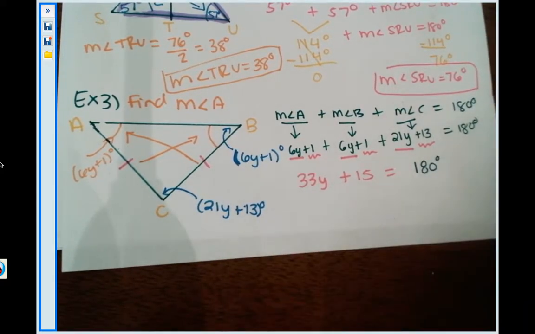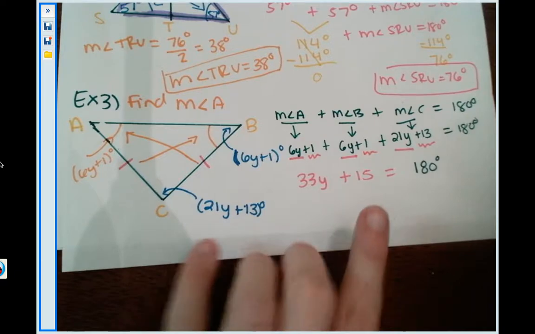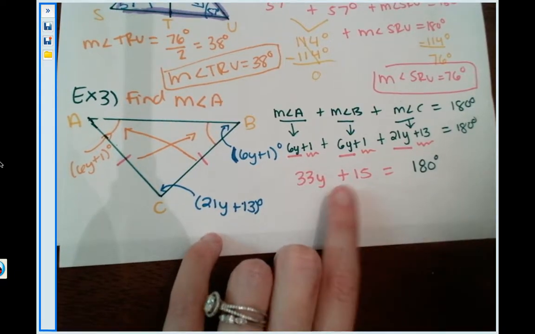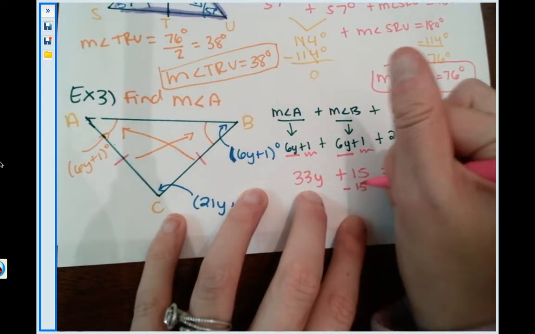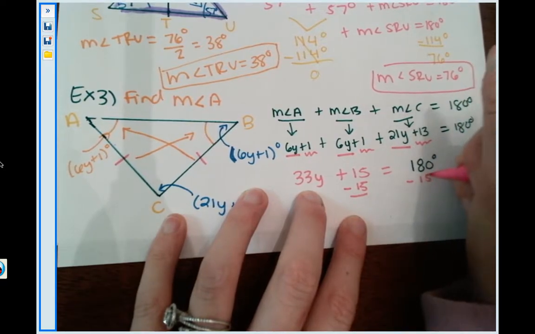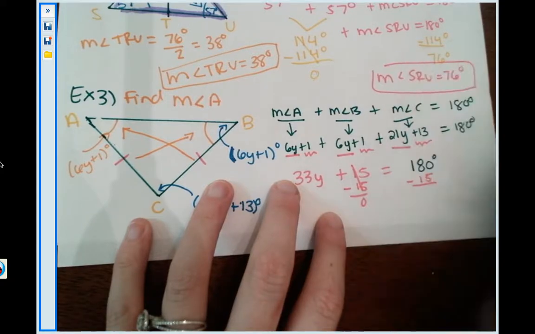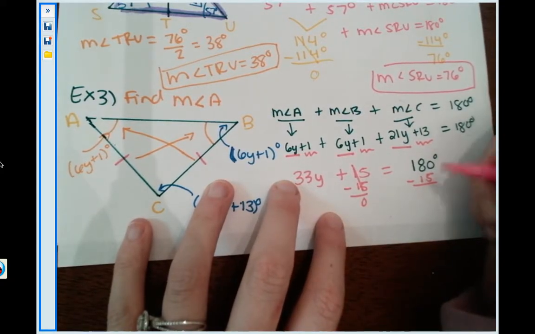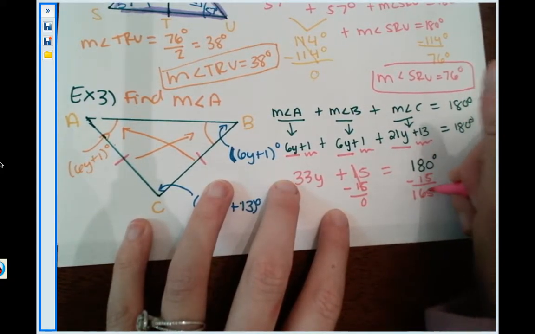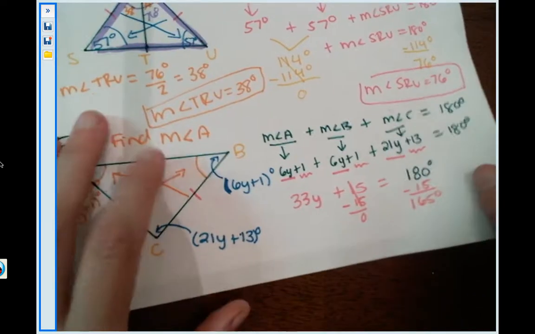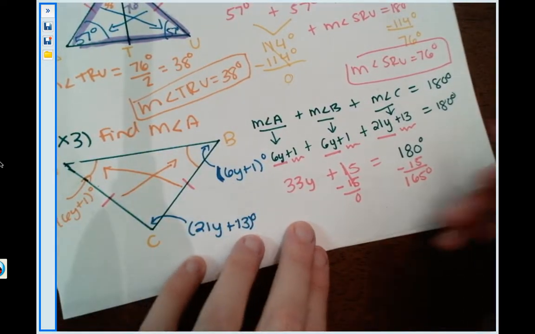Alright, let's start solving this thing for y. So the way that I'm going to bring my 15 to the other side, since it's a positive 15, I'm going to subtract it on both sides. And 15 minus 15 cancels out and turns to 0. 180 minus 15 will give me 165 degrees. So now I'm left with 33y equals 165 degrees.